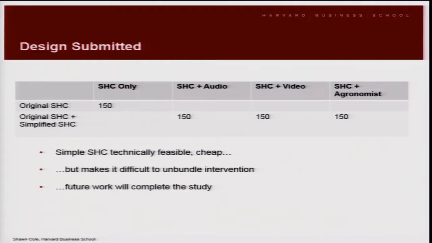I didn't want to be talking to an empty room in a month's time. I wanted to be talking to all of you. So the cost of that is now we can't unbundle the difference between the simplified soil health card and the audio or video or agronomist, right? So we will do that in Gujarat very soon, but right now we're stuck with this.